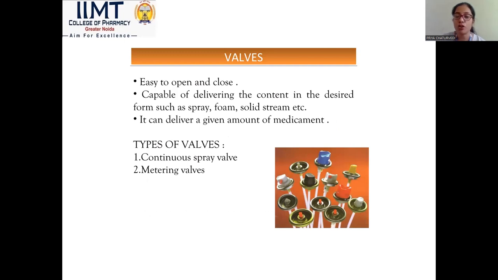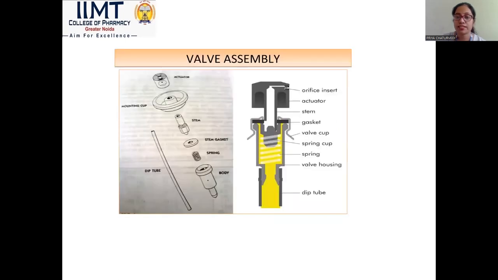Now, types of valve. First is the continuous spray valve, and second is the metering valve. This is the assembly of the valve. As you can see, the upper portion is known as the orifice insert, and then comes the actuator. Then you can see the stem, gasket, the valve cup, the spring cup, the spring, the valve housing, and the dip tube.